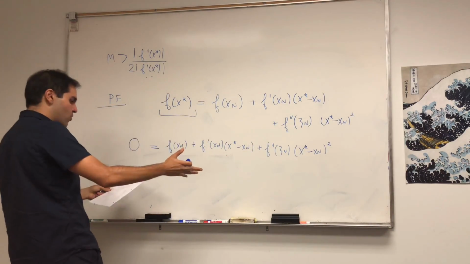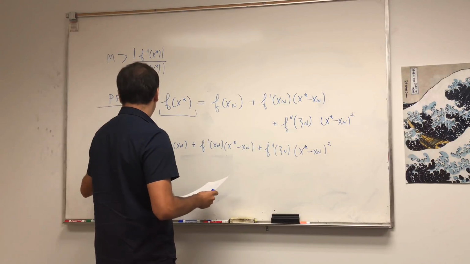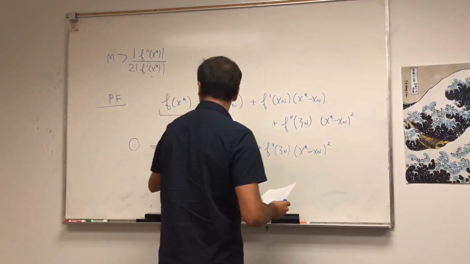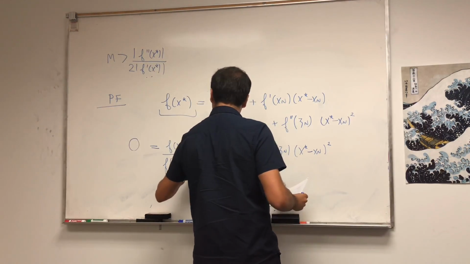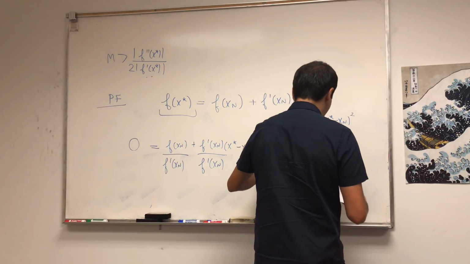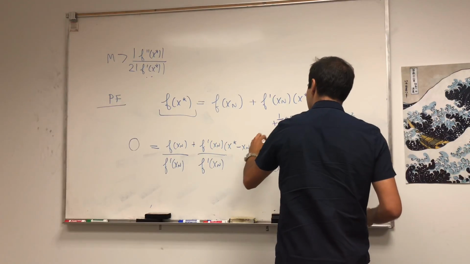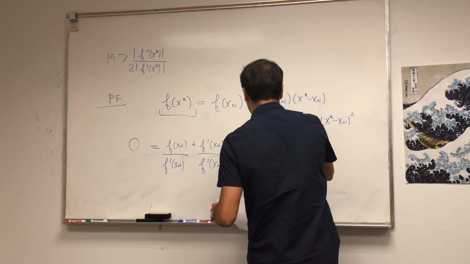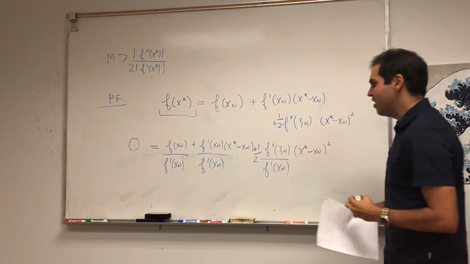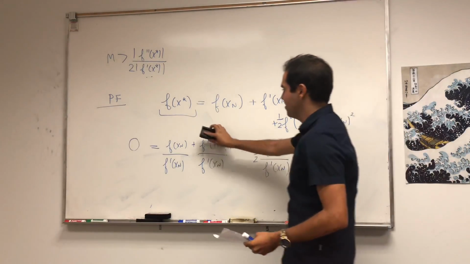And now take this equation and divide it by f prime of xn. So 0 over f prime of xn is not a problem. This you divide by f prime of xn. This you divide by f prime of xn. And I forgot, sorry, the 1/2. Okay, very good. And now, right, f prime of xn over f prime of xn, that's 1.